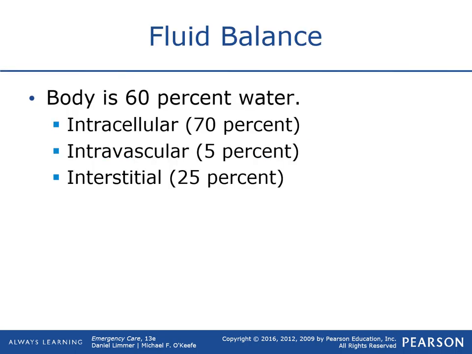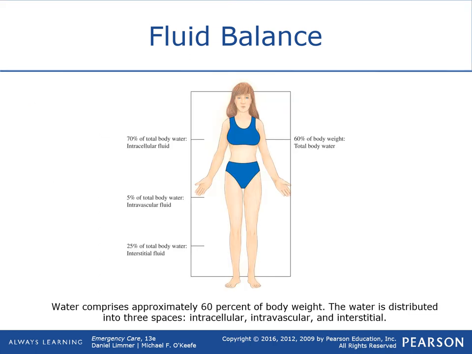So we already covered this earlier in this class, but just a reminder, your body is about 60% water. Of that 60%, 70% of it is found in your cells, 5% is in your intravascular space, so inside your blood vessels, and 25% of it is in your interstitial space. These percentages aren't very important to know exactly, but do know that most of it is in your intracellular space, and then a good chunk of it's in your interstitial space, and only 5%, a very low amount, is in your bloodstream.